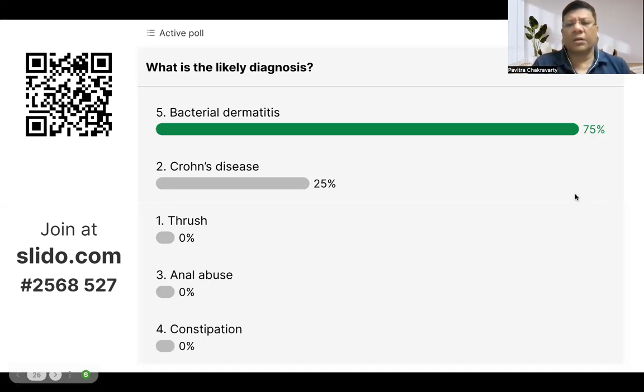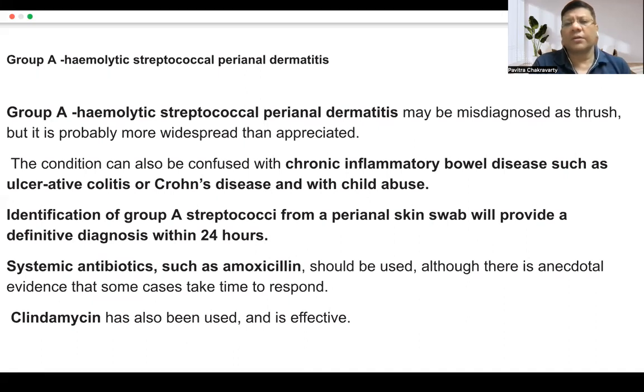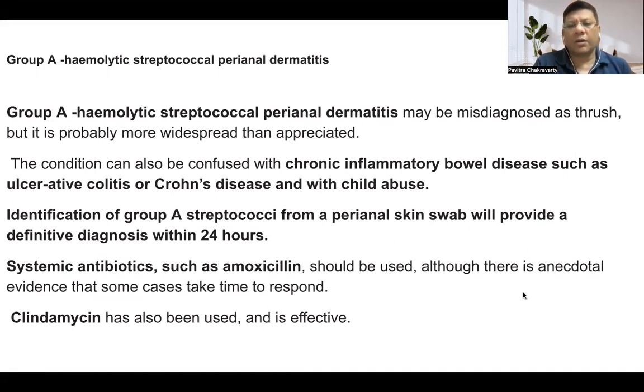Pretty good, I think that's pretty good actually. Five people have answered. So it is perianal dermatitis. It is group A hemolytic streptococcal infection, and it might be misdiagnosed as thrush. It is sometimes confused with chronic inflammatory bowel disease, especially in the UK, such as ulcerative colitis or Crohn's disease, or sometimes with child abuse, which it is not. You do a swab and then you get a definitive diagnosis within 24 hours. Okay, so that is one good thing.